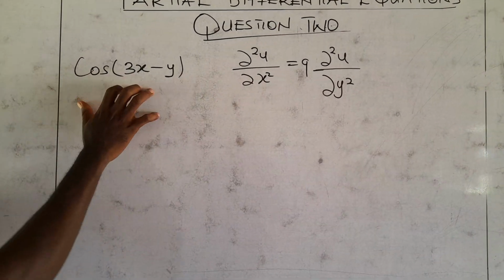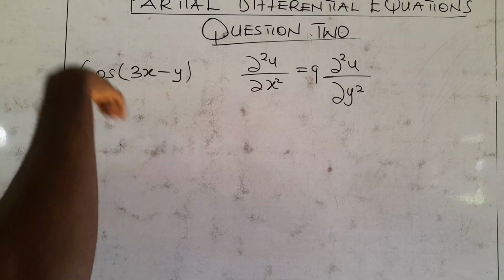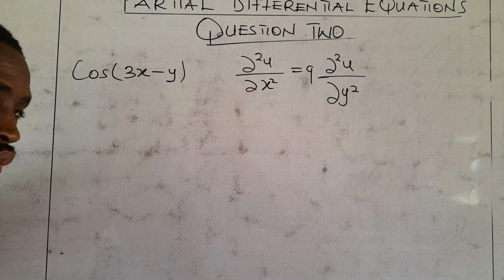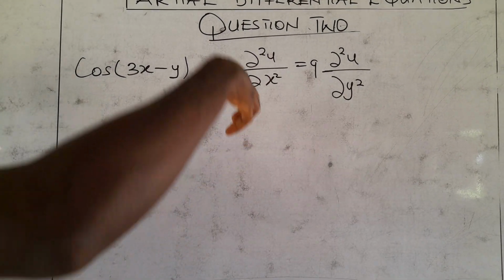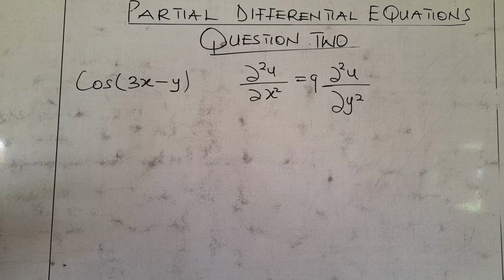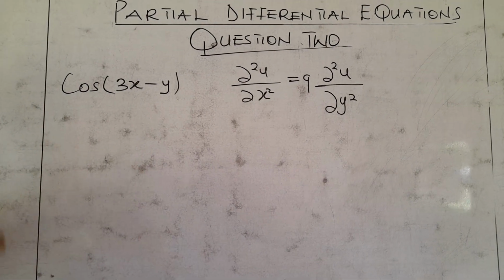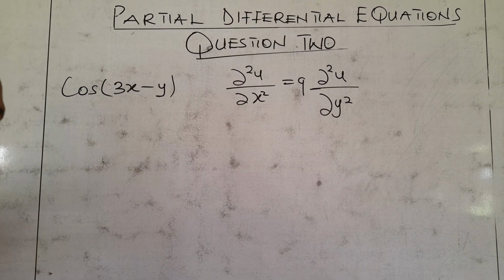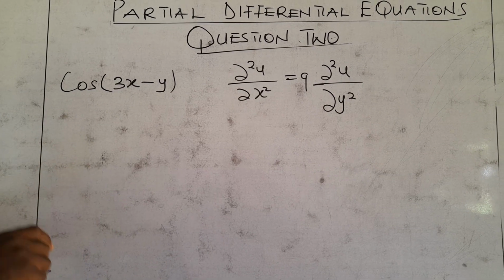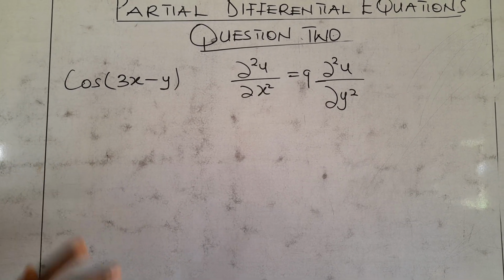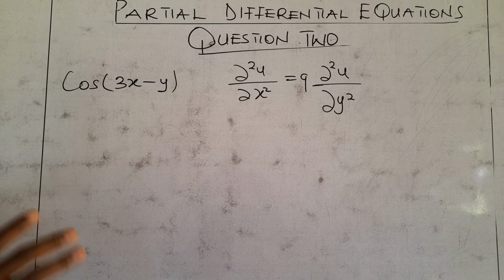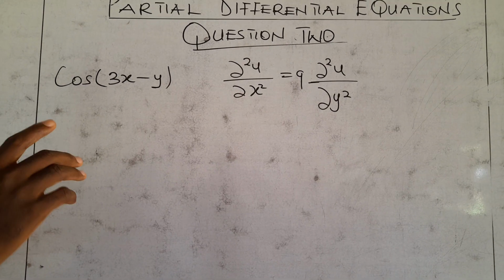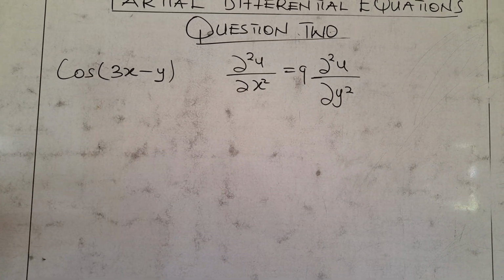We will differentiate the function to the order of the partial differential equation. Then after that, we substitute into the partial differential equation. If the left-hand side is equal to the right-hand side, then we say that the function is actually a solution to the partial differential equation. If it is not, then we conclude it is not a solution to the partial differential equation.